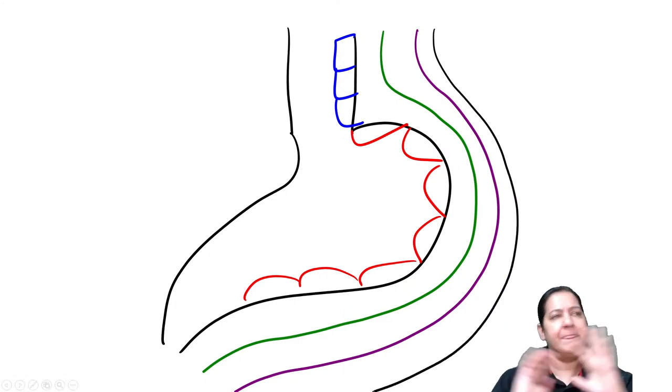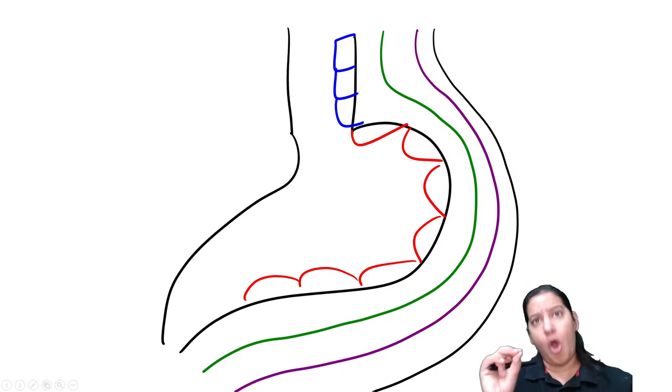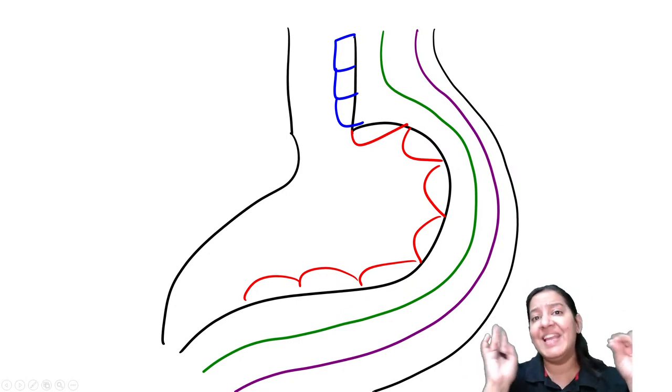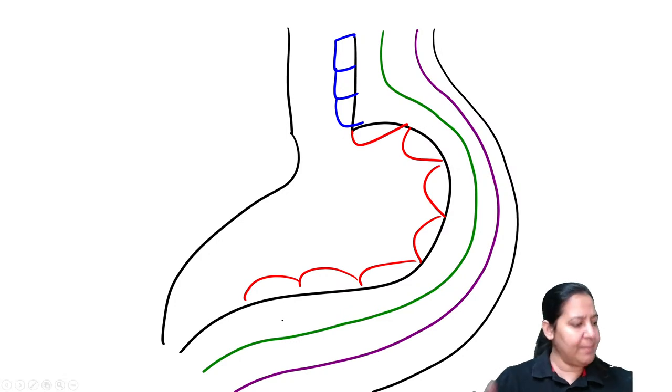These are the basics. Everyone knows that. But the mucosa is different, right? If I talk about mucosal or epithelial malignancy, please mind my words. Epithelial, not the same lining. One more thing: the same lining continues in the intestine also.